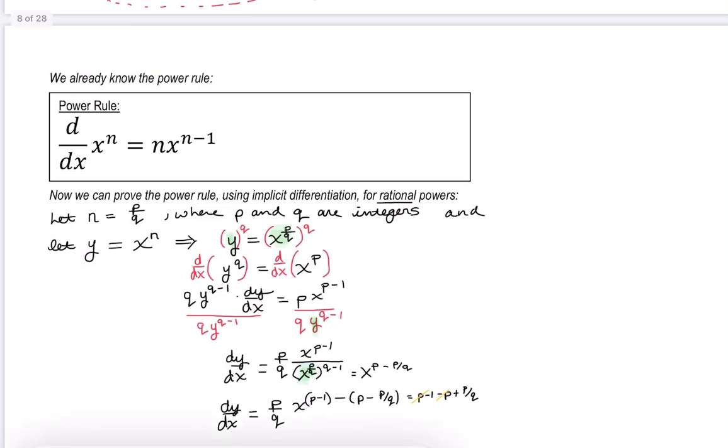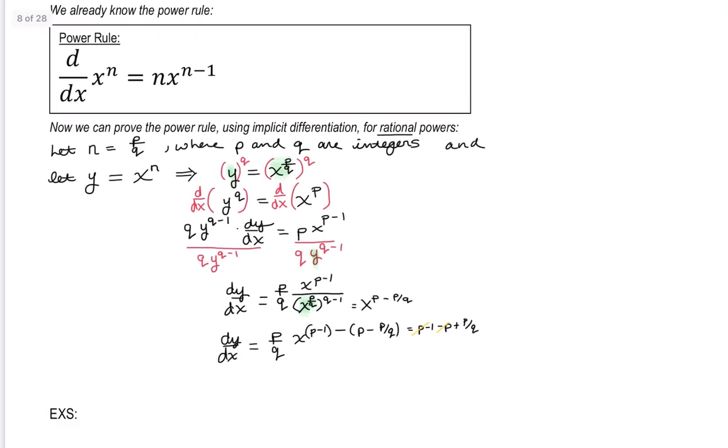And so what we now have is that dy/dx, our derivative of x to the n, is equal to p over q times x to the, and I have now simplified that exponent to the form of p over q minus 1. And p over q is what n is. So this is n x to the n minus 1. So we have now shown that the power rule holds for rational exponents.